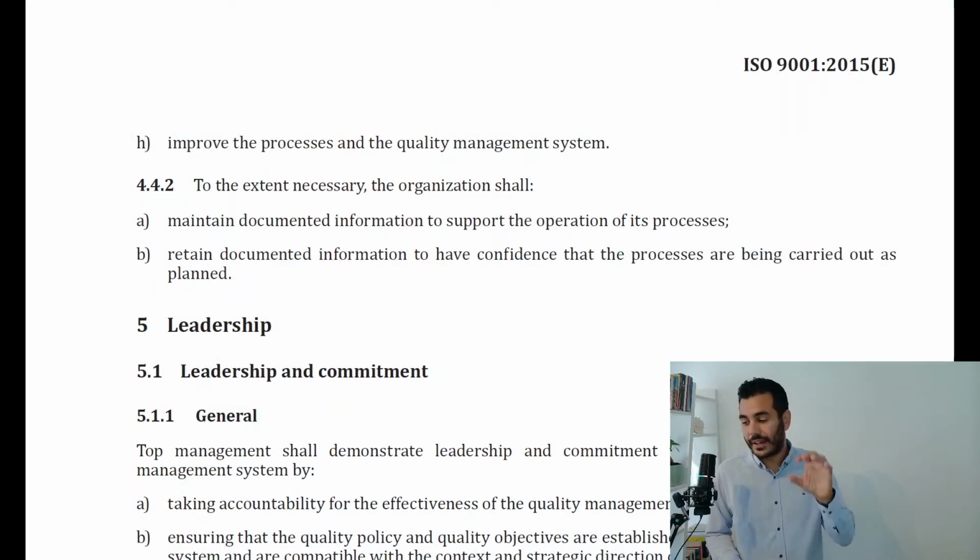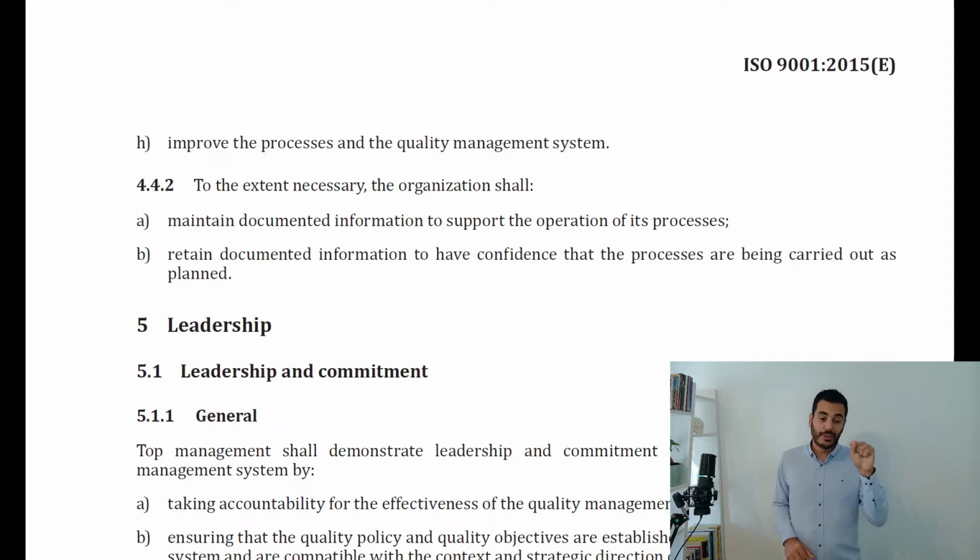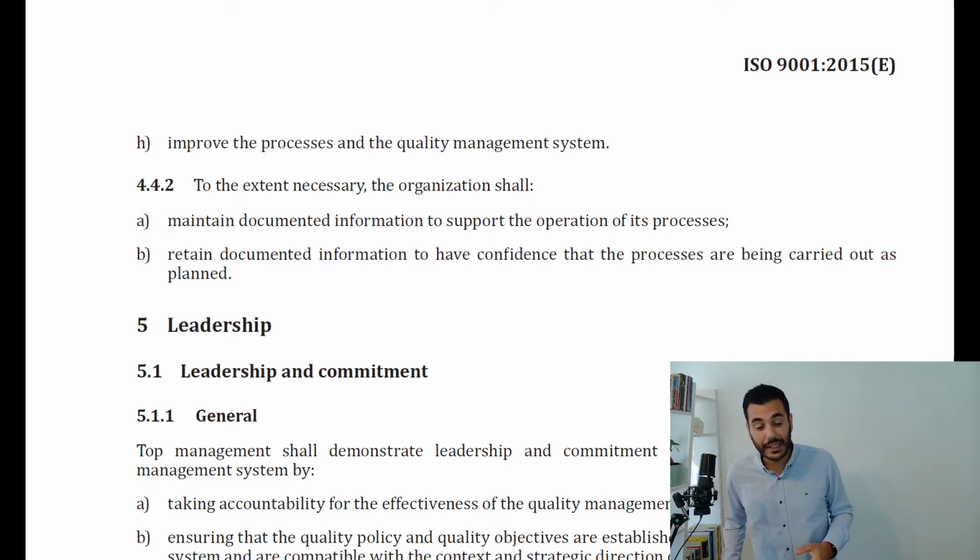So what the standard is telling us here is that we have to retain documented information to have confidence that the processes are being carried out as planned. If we cannot find information, for example, how the request came in, or how the quote was created, or how the quote was sent to the customer, then we cannot have that assurance that it was actually sent and that the right information was sent in the quote. So that is why when doing an audit, we are looking for evidence.